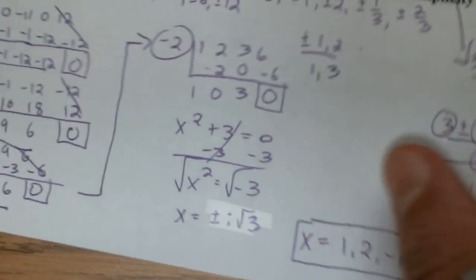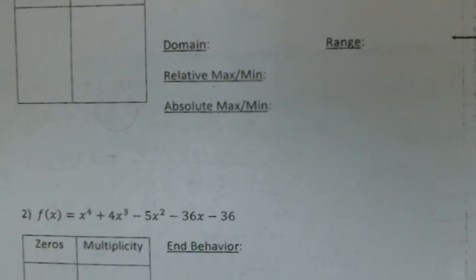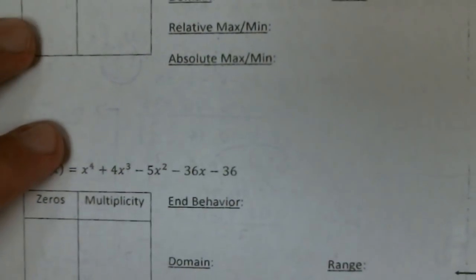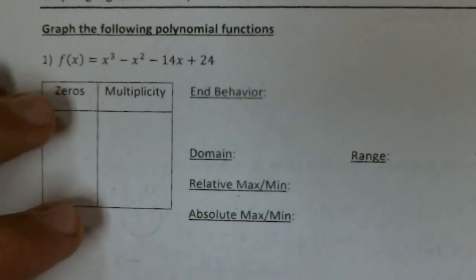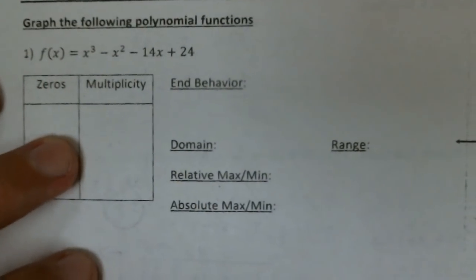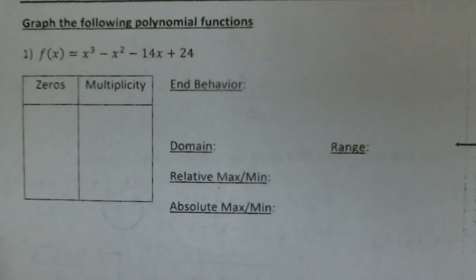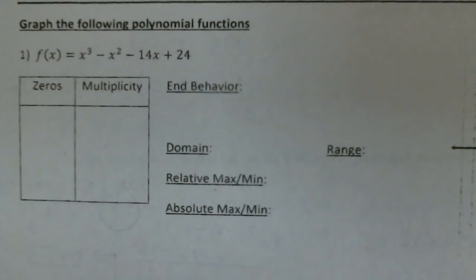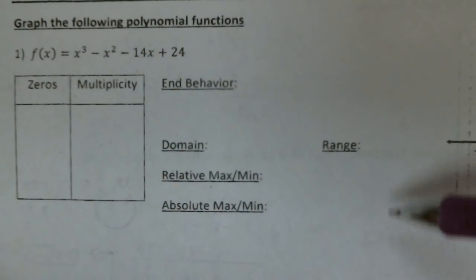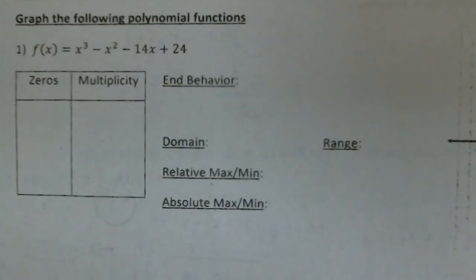All right, now let's go ahead and switch on over to the back side. So now we've got some graphing here. This is graphing polynomials and the end behaviors and the absolute maxes, relative maxes and mins. Didn't quite have a chance to get to the relative maxes and mins and the absolutes in class today, so that's why I'm making this video to go over this now.